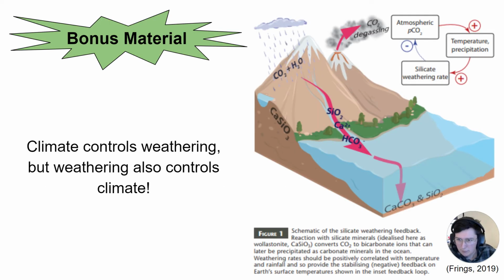All right, bonus material. So climate controls weathering, but weathering also controls climate. Here we have a schematic of silicate weathering, and it has a negative feedback loop with a hotter and hotter runaway climate. As silicate minerals are weathered, they can convert CO2 into bicarbonate ions that can later become precipitated out in the ocean, therefore burying that CO2.